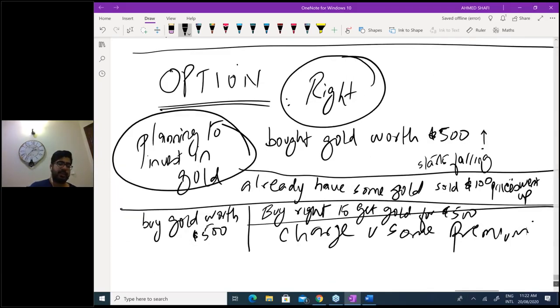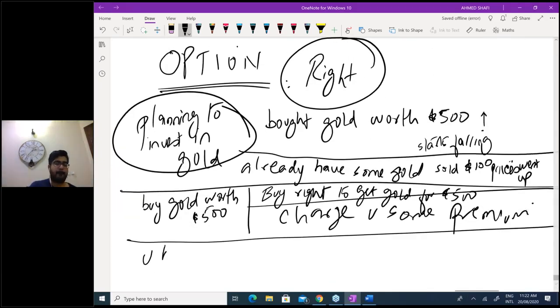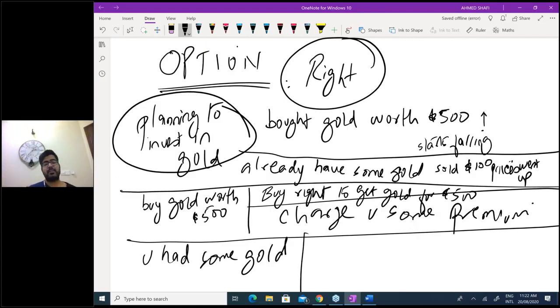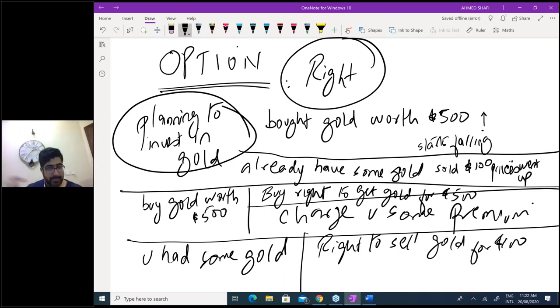Similarly, let's suppose you had some gold and you sold it for $100 and prices went up and you were saying, oh, what did I do? If you have some gold, you should not sell that gold. There's an options market. You just take the right to sell gold for $100. Don't sell gold, just get the right, the commitment to sell gold for $100. Option to sell gold for $100.